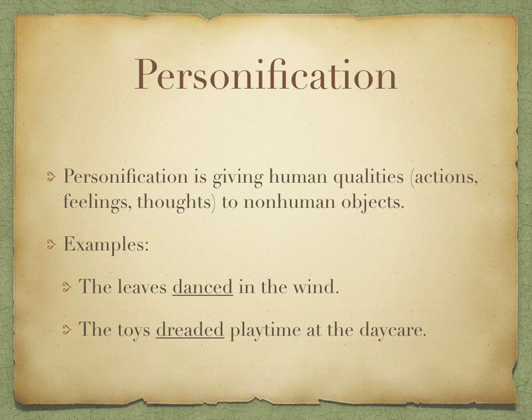And now on to a fun one, personification. So personification is just giving human qualities like actions, feelings, and thoughts to non-human objects. So example, the leaves danced in the wind. Obviously leaves can't really dance, but they're dancing. So that's personification. Leaves can't actually dance, so we're giving a human quality to a non-human object.